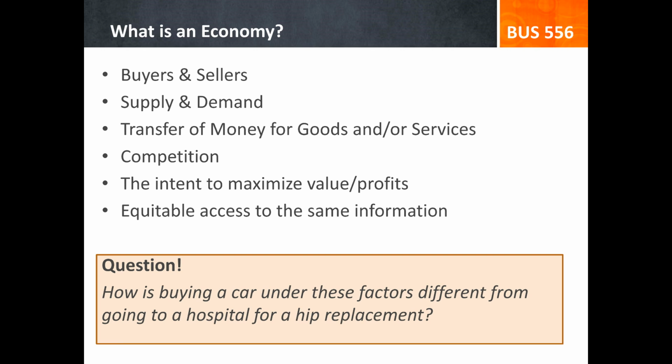And then the last thing that makes the economy work is equitable access to the same information. This is key. We're going to talk about why this doesn't exist in healthcare, but for an economy to work, the buyer needs to know as much as the seller. When that type of knowledge transfer occurs, there's no way for prices to be higher than they should be.